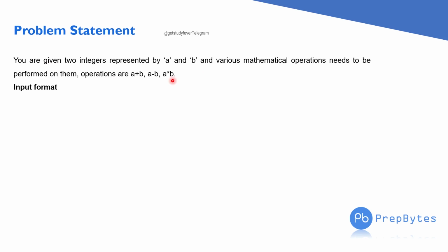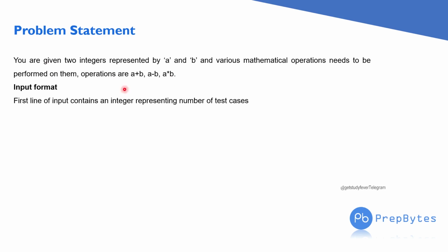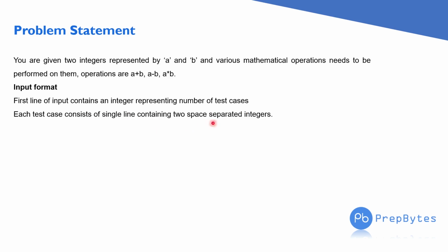The input format is different now. The first line of the input contains an integer representing the number of test cases. If you want to run a program 5 times, the test case value will be 5. If you want to test your program 10 times, the test case value will be 10. Each test case consists of a single line containing two space separated integers, a and b. For each test case, a and b will be provided.